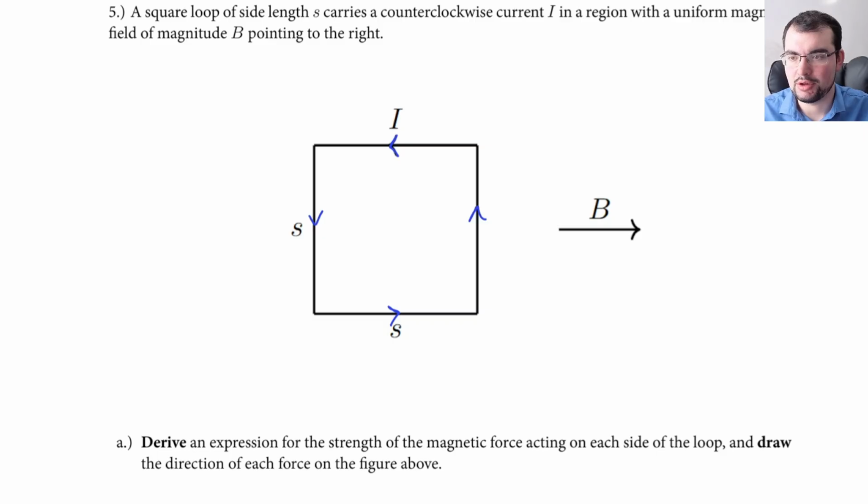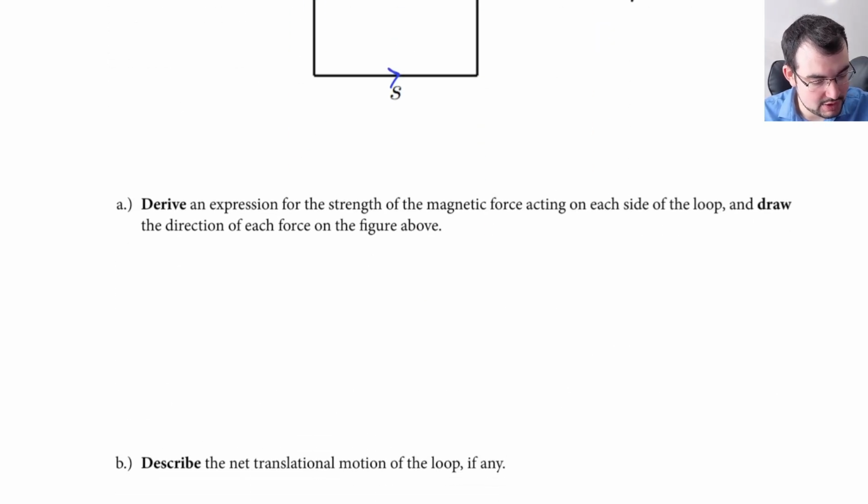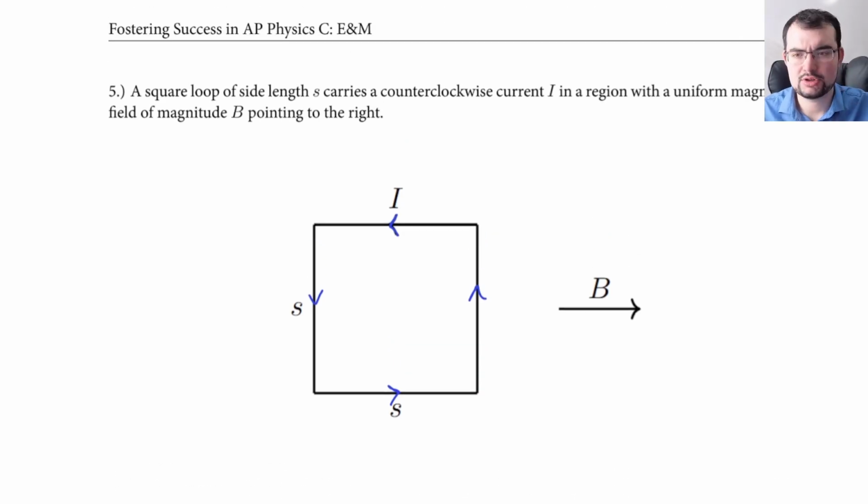We have our BIL force, except L is the side length. So for each side of the loop, we'll label the direction of force on the figure above. Let's try the top. QV cross B, we see the hiccup here. This is why this question was asked, because there's actually no force on the top of the loop. If I try QV cross B, I have a parallel or anti-parallel B field. So no force.